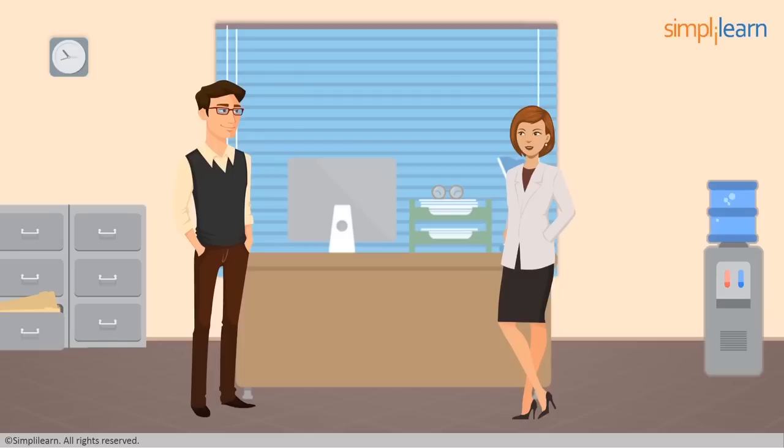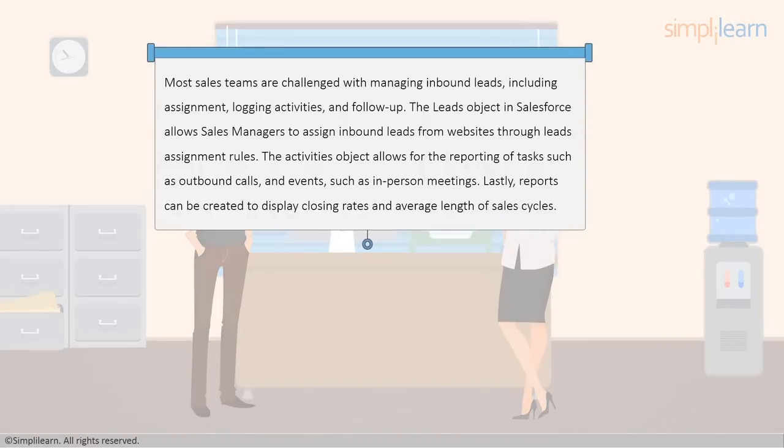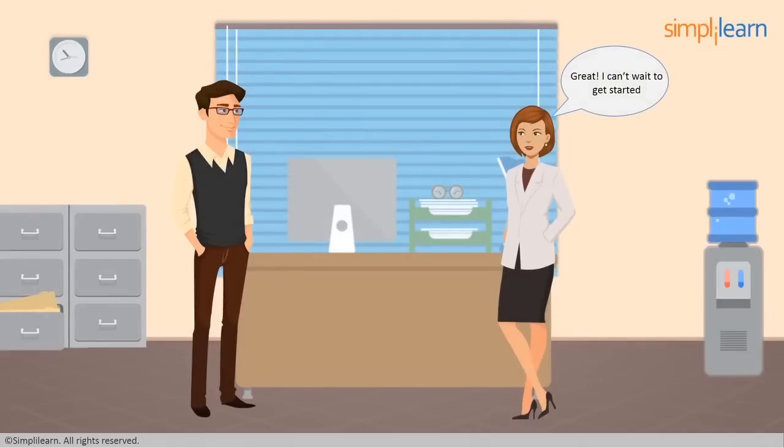You know, Debbie, that's an excellent question. Companies looking for managing inbound leads and follow-up reporting are slowly moving to Salesforce for automating this process. Most sales teams are challenged with managing inbound leads, including assignment, logging activities, and follow-up. The leads object in Salesforce allows sales managers to assign inbound leads from websites through lead assignment rules. The activities object allows for the reporting of tasks such as outbound calls and events such as in-person meetings. Lastly, reports can be created to display closing rates and average length of sales cycles. Great! I can't wait to get started.